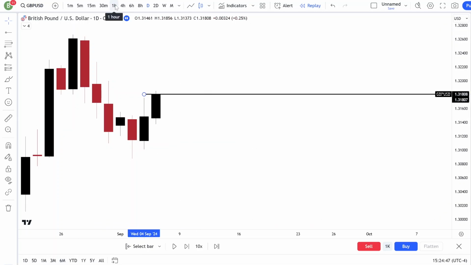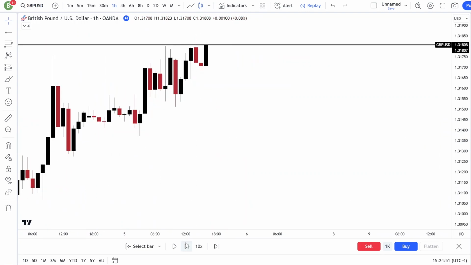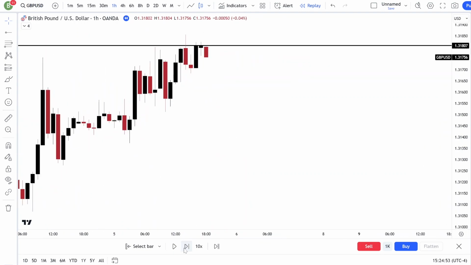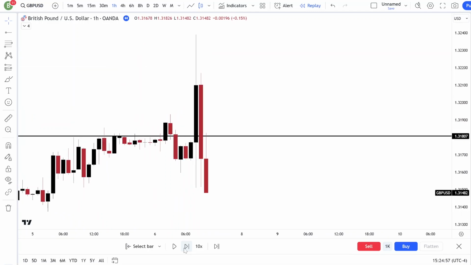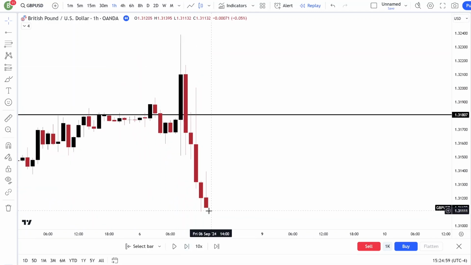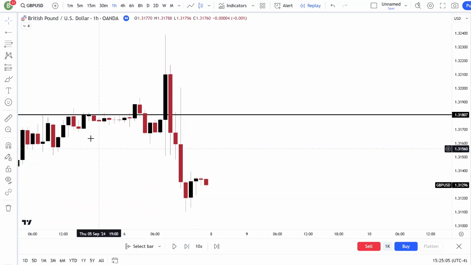So now let's go on the micro. And let's play this candle out. And now the candle close. So this was the candle open, candle high, candle low, candle close.